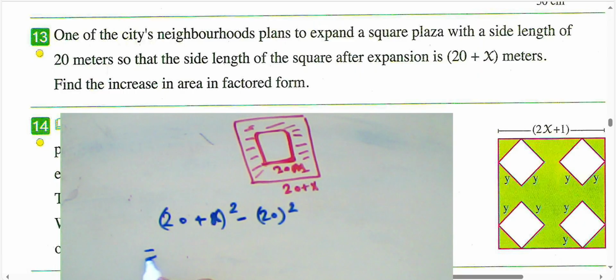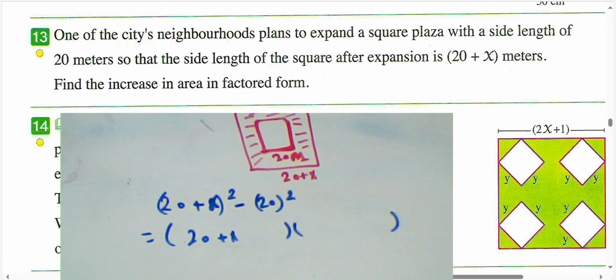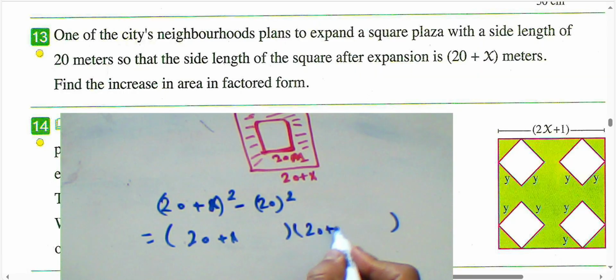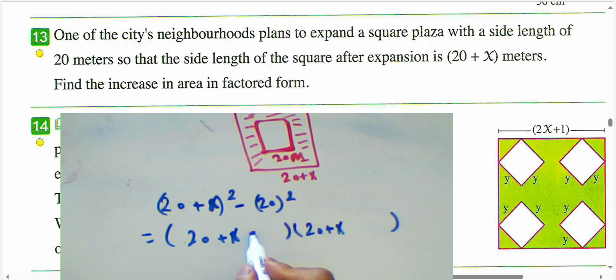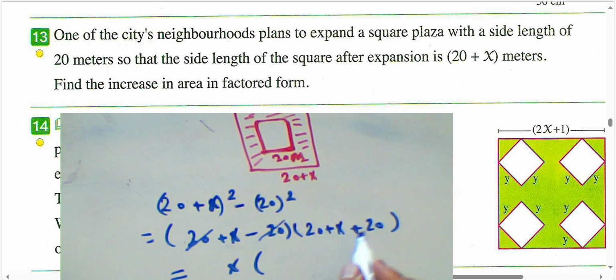Then the answer will be 20 plus x, repeated also 20 plus x, and then write negative and positive 20 times 20. We can cancel 20 by 20, then we have x product 20 plus 20 equal 40, so 40 plus x. The area equals x times 40 plus x square meters.